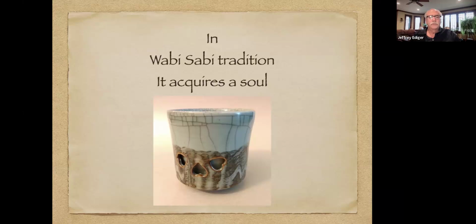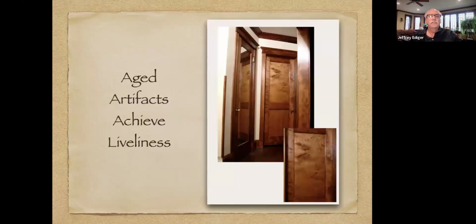In fact, I think this is why we have haunted houses, because there's this sense of presence there. Aged artifacts achieve a liveliness. This is curly birch. It's all over Chicago. It's just amazing wood. And you can imagine a wood nymph running across that door.